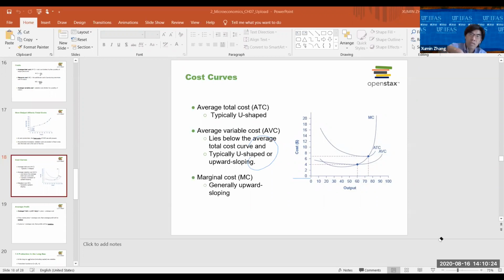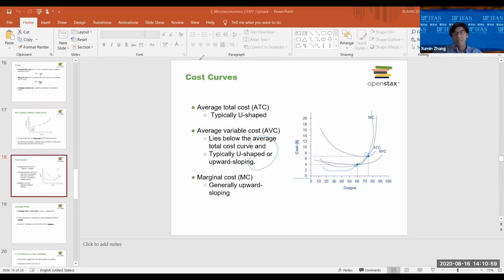The marginal cost is the line that goes across this. The idea is that the marginal cost drives the average cost, so the marginal cost drives all the average costs. The marginal cost at the beginning is very low, below all the average costs, so it pulls down those average costs. Then it crosses, so this must be the minimum of the average variable cost or the average total cost.